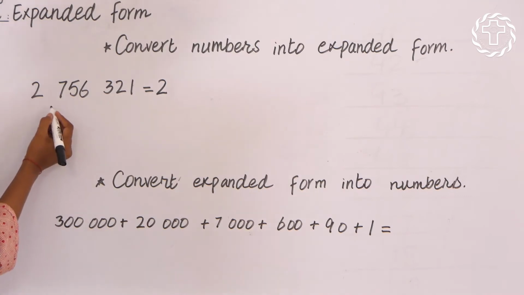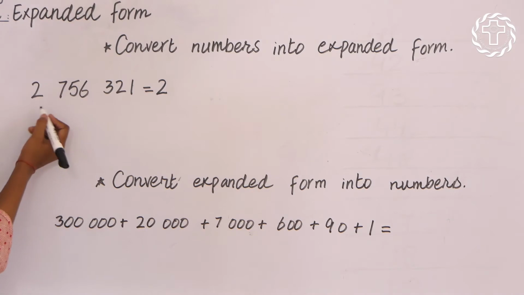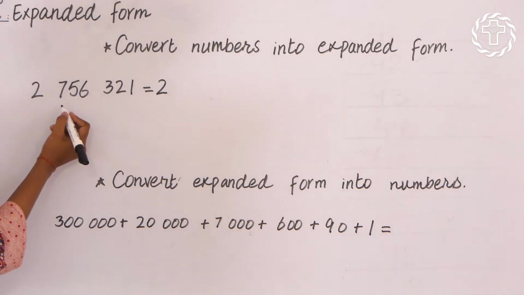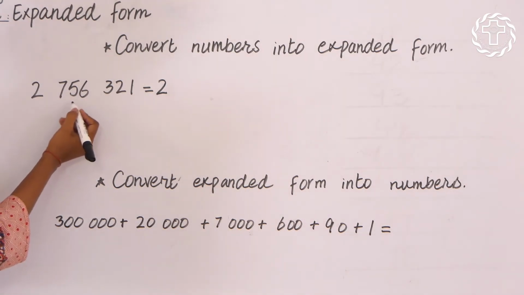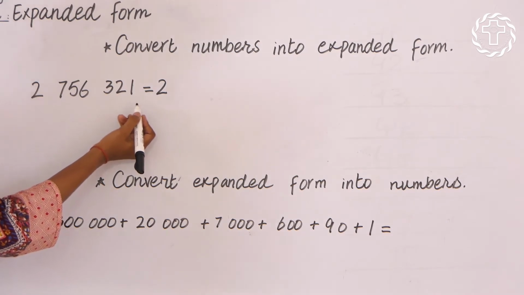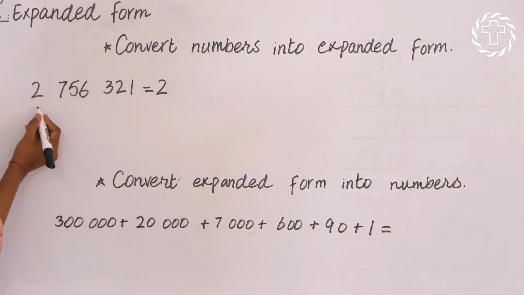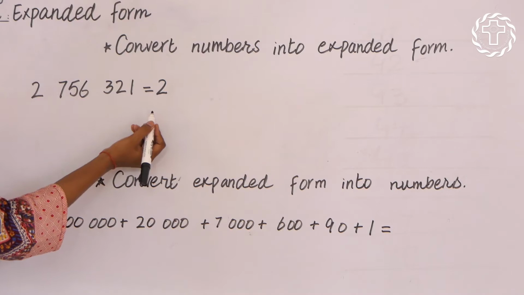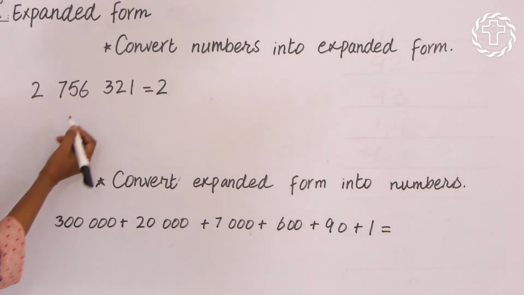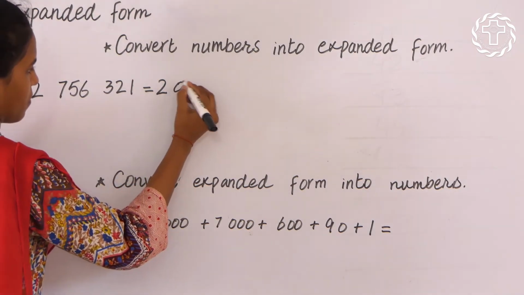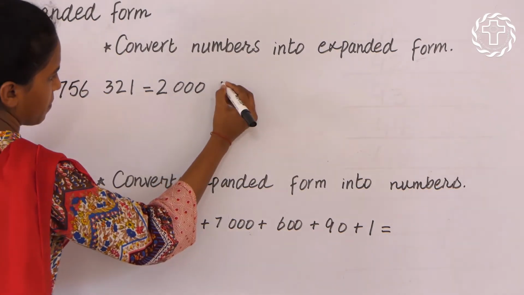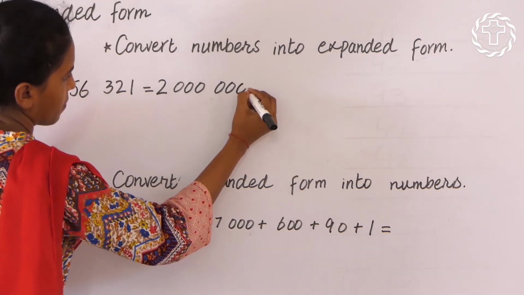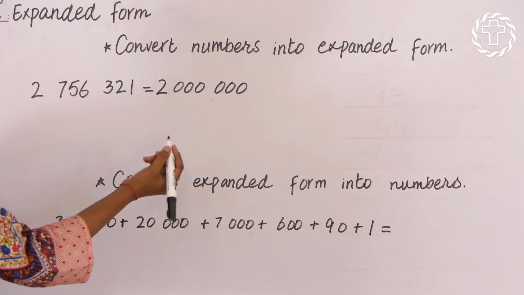Then we will replace all the other numbers present on the right side of the digit 2 with zeros. We have 1, 2, 3, 4, 5, 6 digits on the right side of the 2 digit. So we will write 6 zeros in the place of these digits. Then we will put the sign of addition.